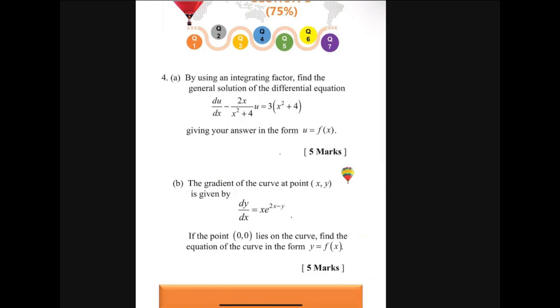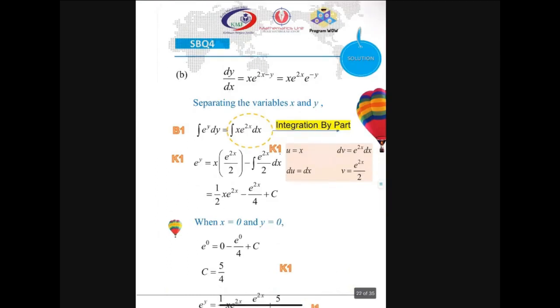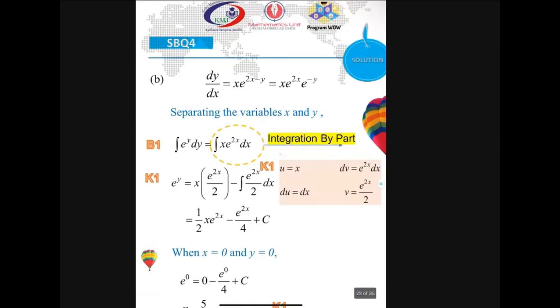So the gradient of the curve xy is given by, now we have a function there. If the point origin 0, 0 lies on the curve, find the equation of the curve. Okay, so this means from this differential equation, we have to find the particular solution. For this question, we can actually separate the variables. So if we can separate the variables, it means we can use the separable variable method. So directly separate, we get exponent to the power of y dy. And then our right side will be exponent to the power of 2x dx, and directly integrate both sides.